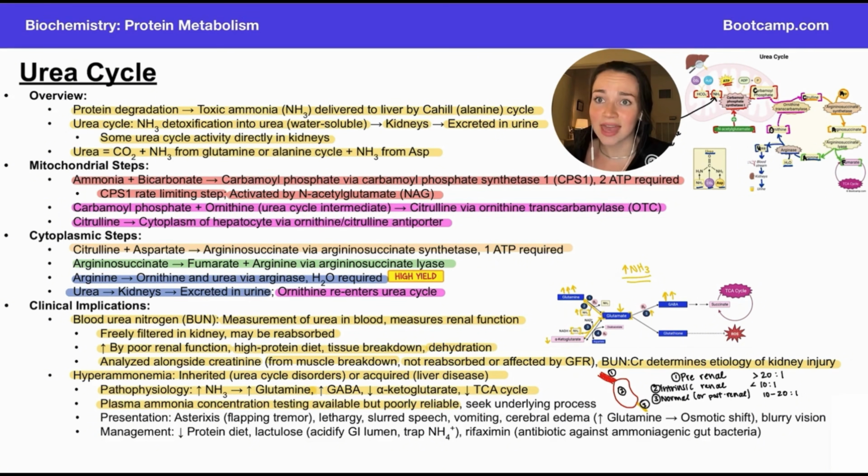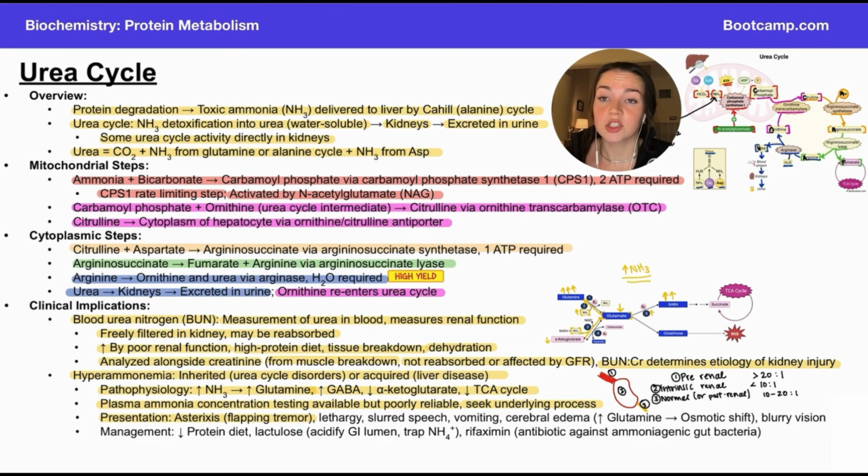And even then, if you were somehow to be able to coordinate all of that, it still wouldn't be all that reliable. Instead, what you want to do is identify this by the clinical features, which we'll talk about in a minute, and then seek the underlying process. One of the hallmark clinical features of hyperammonemia is asterixis, which is a flapping tremor.